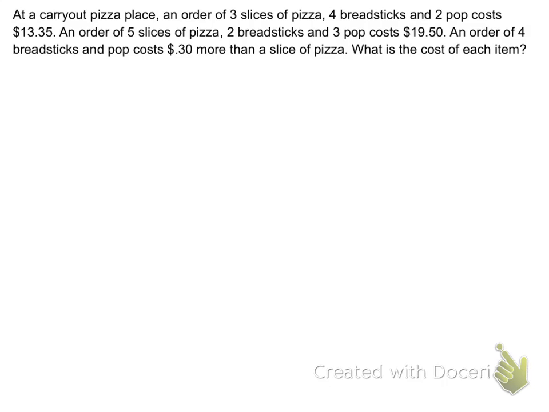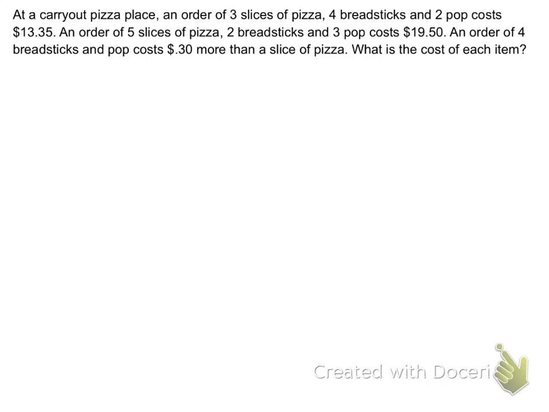And now let's try a word problem. At a carry-out pizza place, an order of 3 slices of pizza, 2 breadsticks, and 2 pop cost $13.35. An order of 5 slices of pizza, 2 breadsticks, and 3 pop cost $19.50. And an order of 4 breadsticks and a pop costs 30 cents more than a slice of pizza. What is the cost of each item?